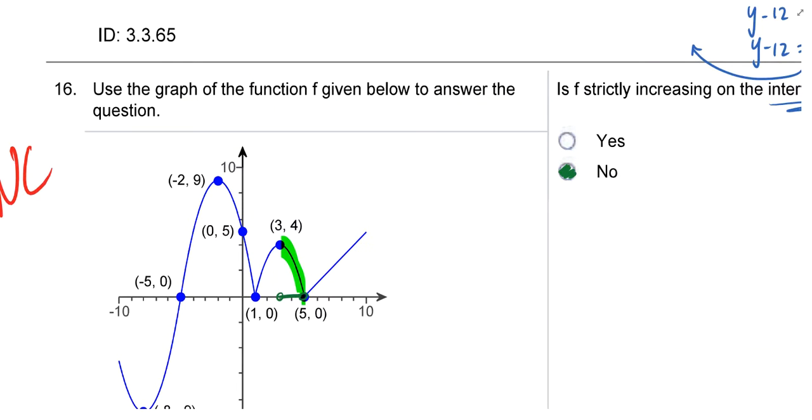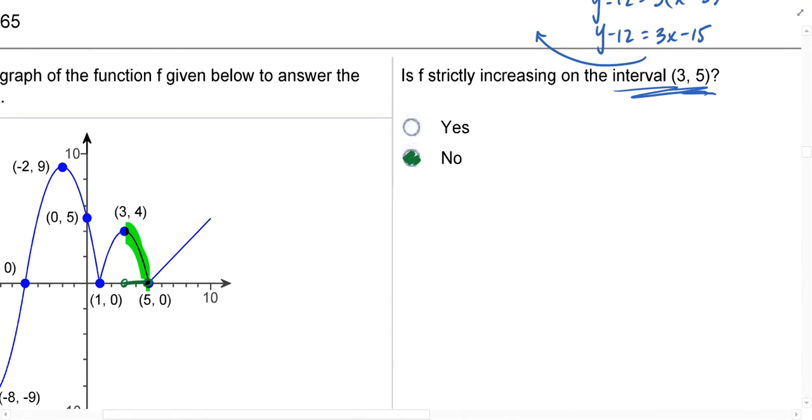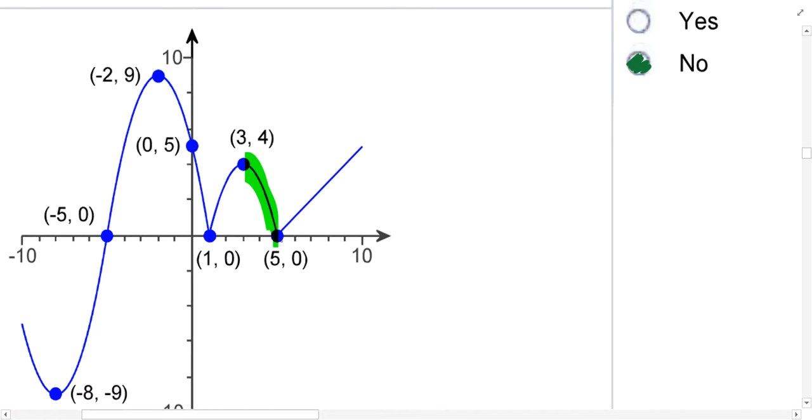For number 16, we're using the graph. So this is a no calculator question because the graph is provided. We're using the graph to answer questions about the domain and range, as well as intervals of increasing versus decreasing. And so this question is asking, is the function increasing on the interval from 3 to 5? And those are parentheses, so we should really use open circles here. If you're thinking about the x-axis, there's the interval from 3 to 5, not including 3 and not including 5 on the x-axis. That correlates to this section of the graph.